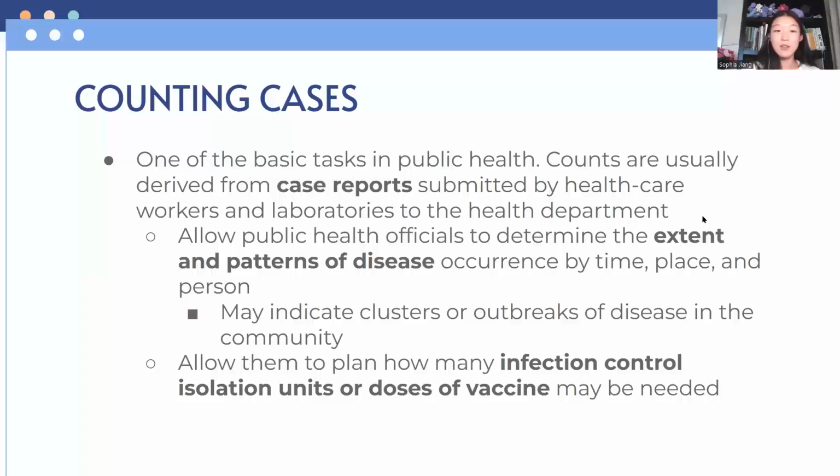So, counting cases. If you remember from our previous lesson, one of the basic tasks in public health is counting cases. Counts are usually derived from case reports submitted by healthcare workers and laboratories to the health department. These cases allow public health officials to determine the extent and pattern of disease occurrence by time, place, and person, which may indicate clusters or outbreaks of disease in the community. Very important. These counts also allow them to plan how many infection control isolation units or doses of vaccine might be needed.